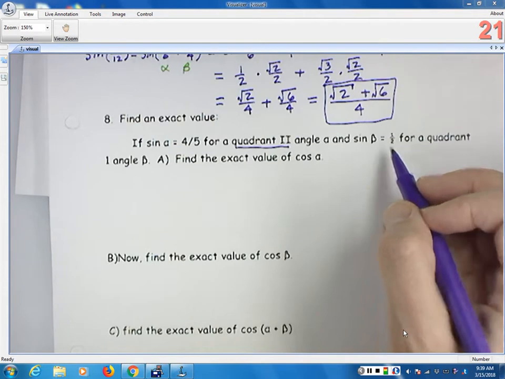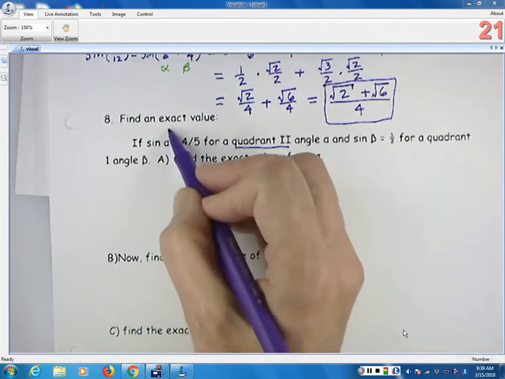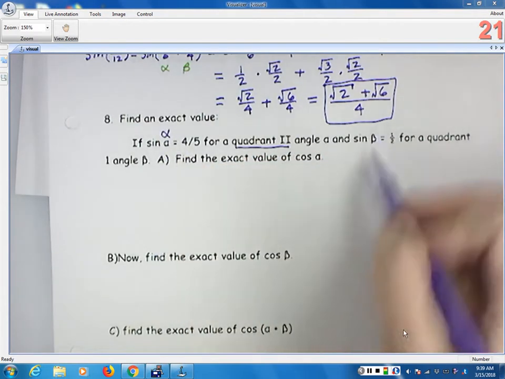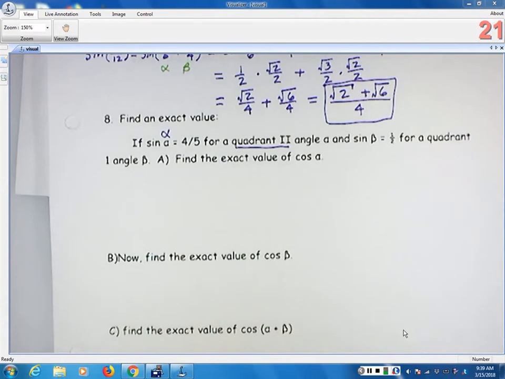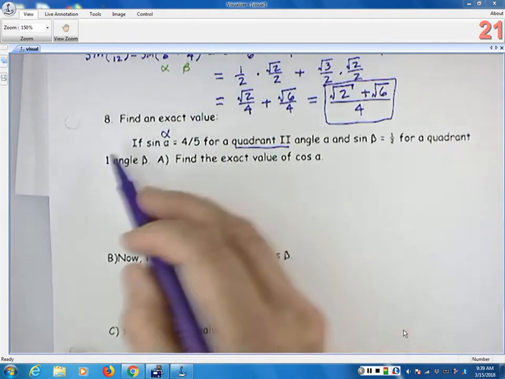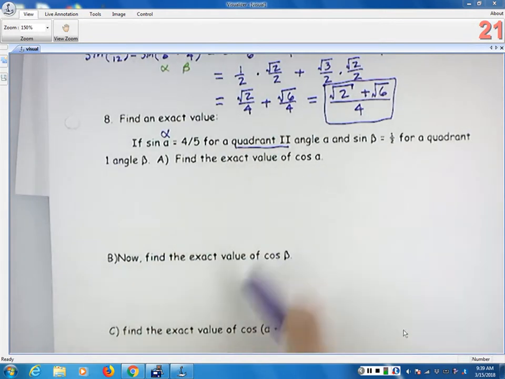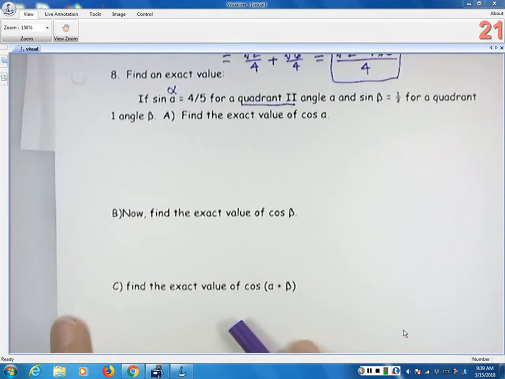Okay, so we have two angles. This is our alpha, this is our beta. Sometimes it's hard to see that alpha. Find the exact value first. We're going to use this information to find all three parts. This is like a worksheet I have for you. So we're going to draw a sketch.